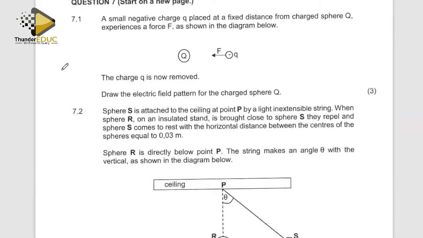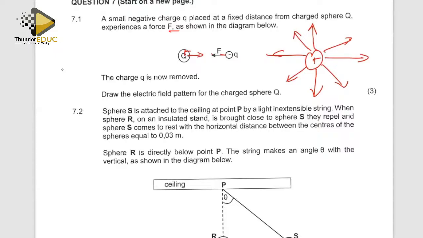Then question number 7, they're telling us that a small negative charge Q placed at a fixed distance from charged sphere R experiences this kind of force as shown in the diagram. So if the force is moving towards Q, meaning that there's some bit of attraction in this case, and since Q is negative, then automatically R must be positive. They want us to draw the electric field around the positive. So something like that. Okay, field lines must be moving out.